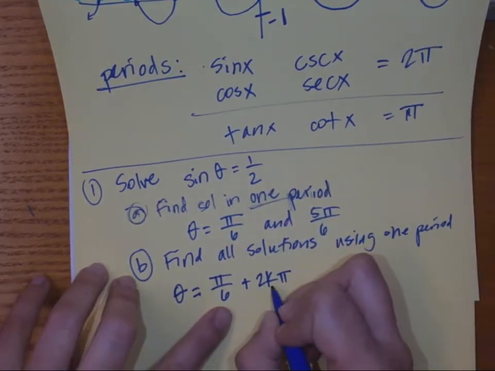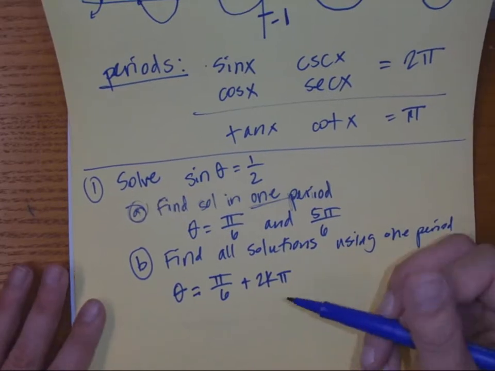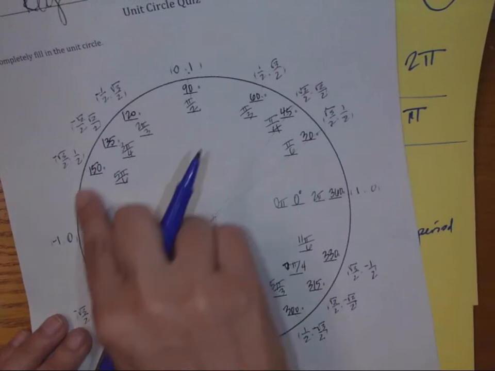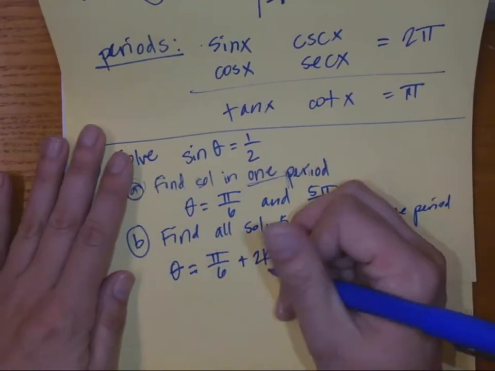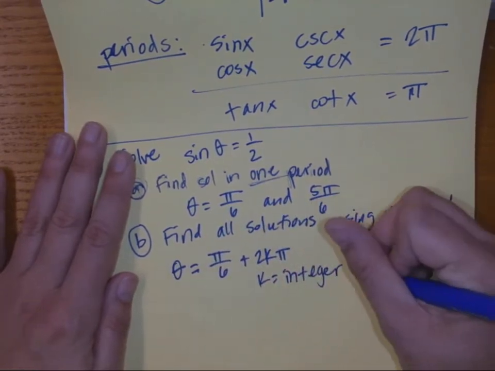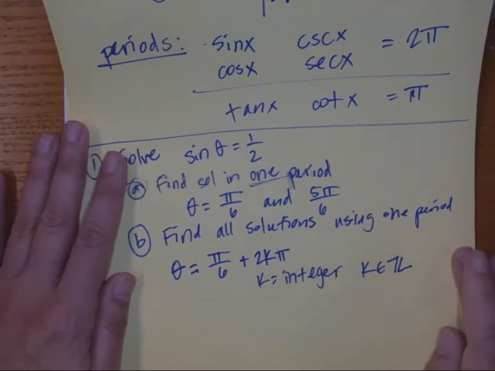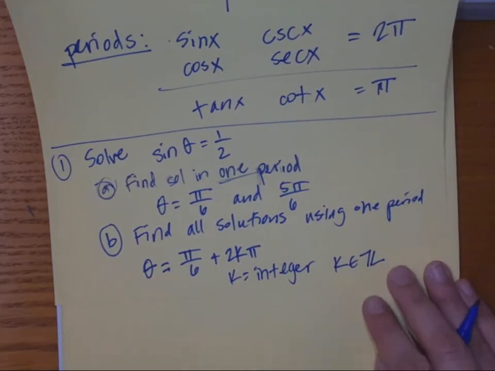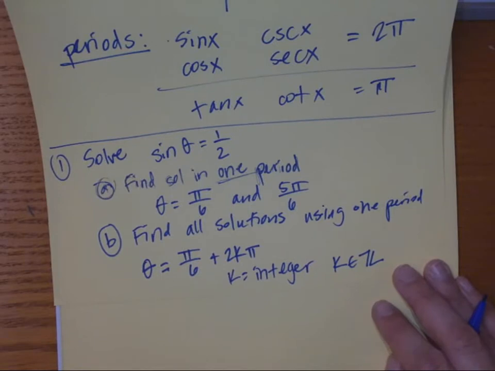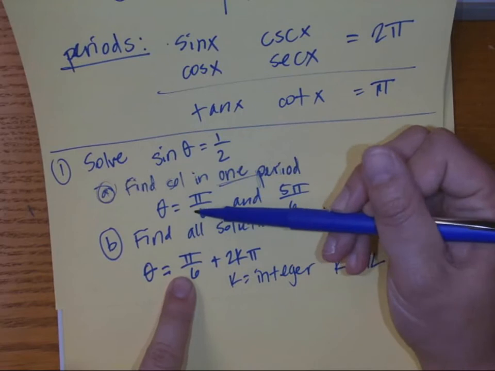And this whole k is the idea of an integer. So it's positive 1, positive 2, positive 3, 0. Or we can also go backwards: negative 2 pi, negative 4 pi, negative 6 pi. Okay, so negative numbers. So k is an integer. You can write k equals an integer. You can also see it written as k is a part of the set of integers. You could list it out: k equals negative 2, negative 1, 0, 1, 2, 3, and so on and so forth. And you just have to show that it goes both ways.